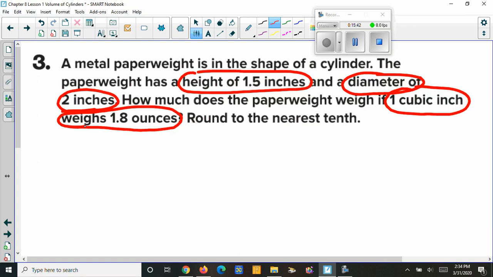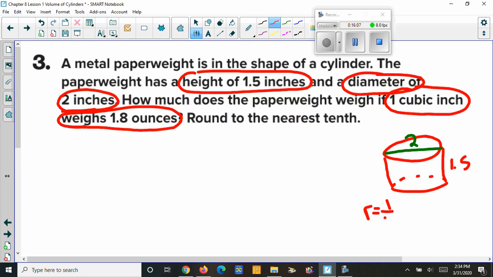So this paperweight has a diameter of 2 and a height of 1.5. Remember, I need the radius, which is 1/2 the diameter, and 1/2 of 2 is just 1. So my radius is 1.